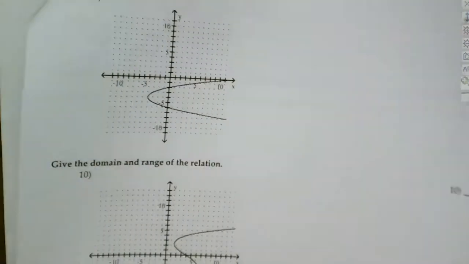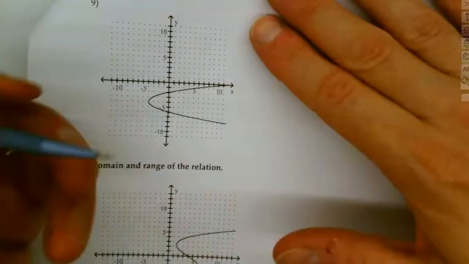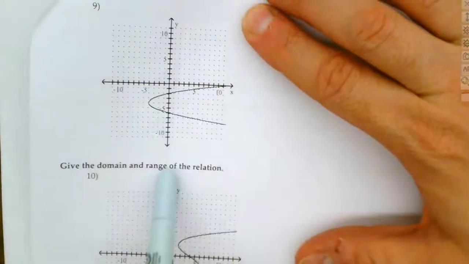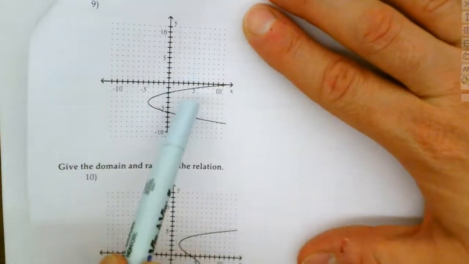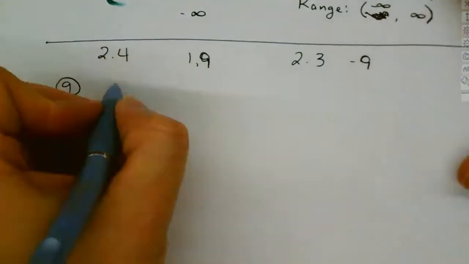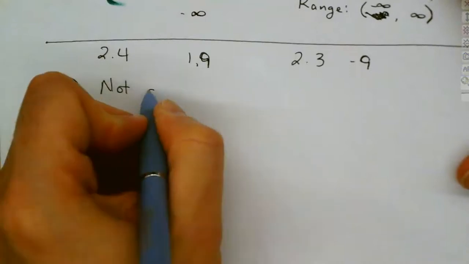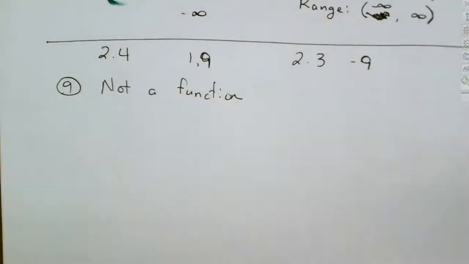So is question 9 a function or not? Yes or no? No. Why not? Yep, it fails the vertical line test, doesn't it? Right, it touches it in 2 places. So that means, since it fails the vertical line test, that this is not a function. It's not a function because it fails that vertical line test.